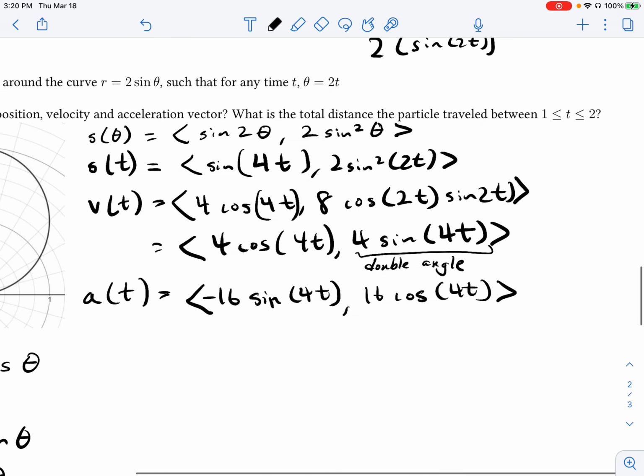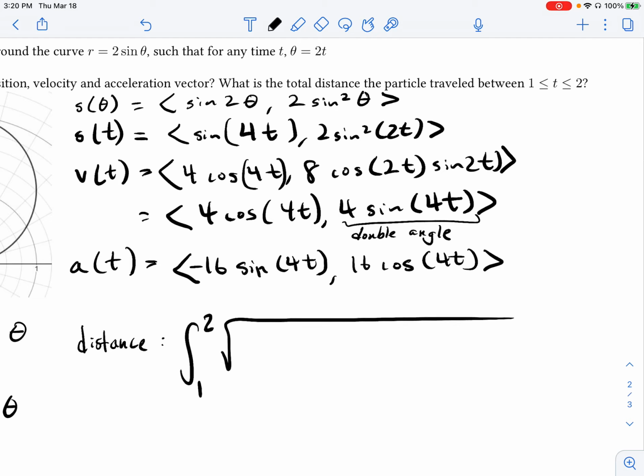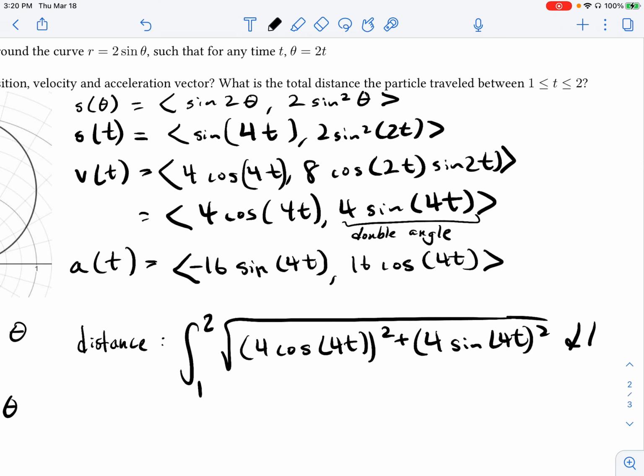Now it's asking us for the total distance that the particle travels between 1 and 2. So the distance is going to be the integral. So we're going to use our arc length here from 1 to 2. And we're going to be integrating our speed, which is 4 cosine 4t. So basically our velocity vector without the direction. So just the magnitude of our velocity. You're applying the distance formula to all that.